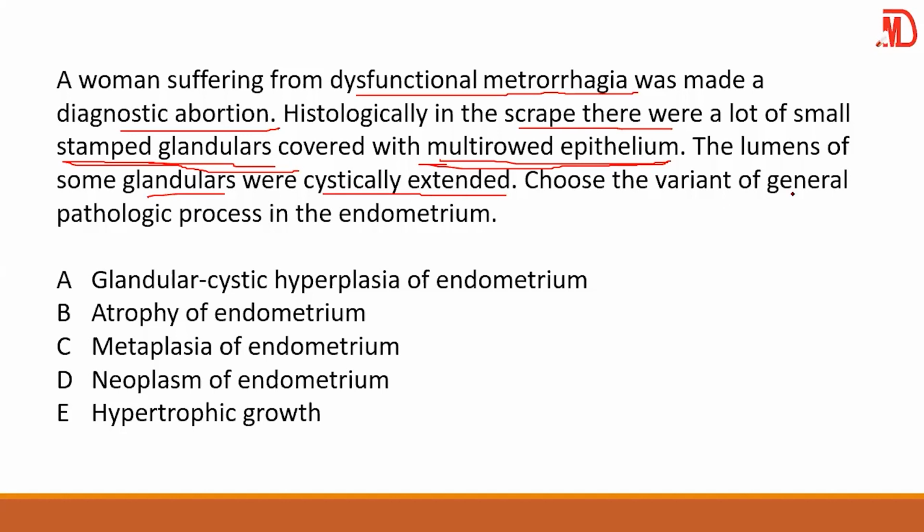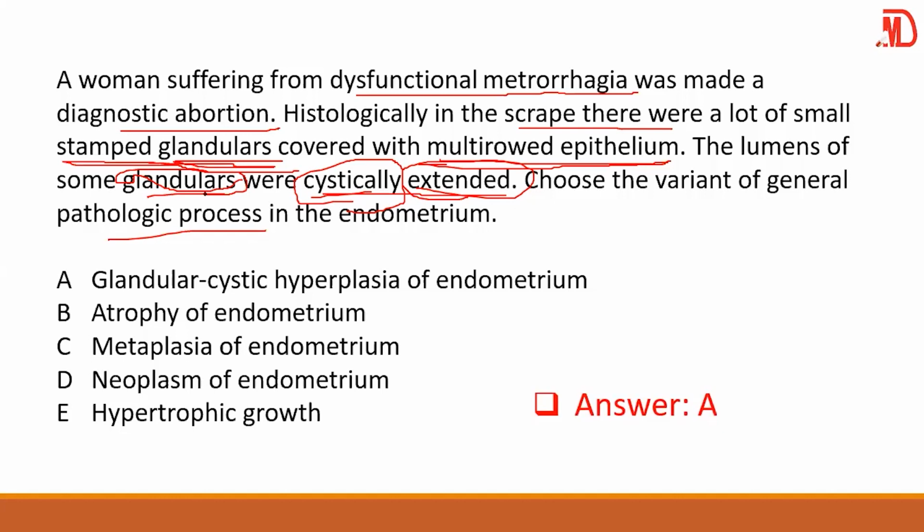Choose the variant of general pathologic processes. Look at it. First of all, they are saying that they have what? A lot of what? Glands. Again, there are cysts, and again, they are enlarged. Cystically enlarged, meaning the cyst has what? Enlarged. And we have glandulars. So what are you thinking about? Without wasting my time, not understanding anything, simply put, these are what? Glandular cystic hyperplasia of the endometrium.